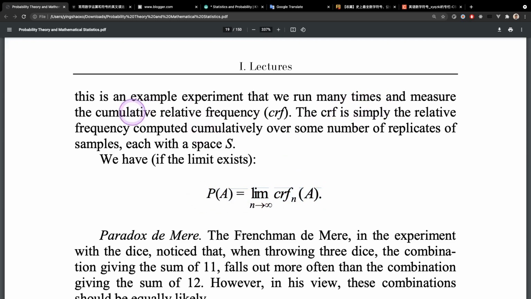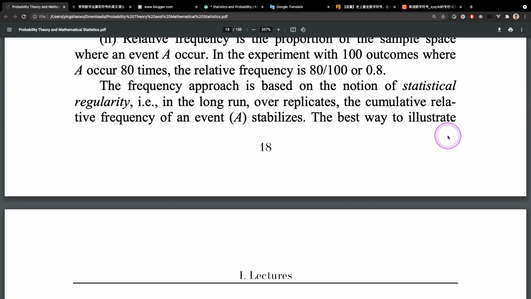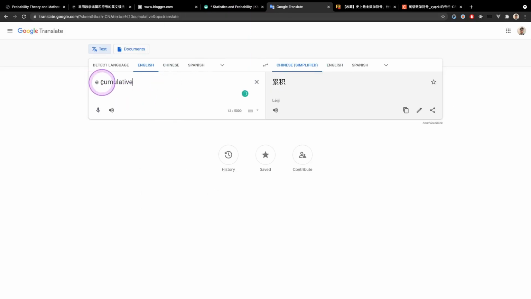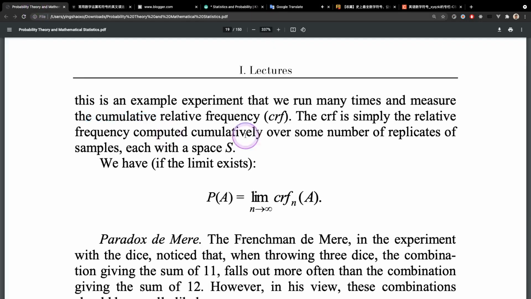But it says that the best way to illustrate this is an example: we run the experiment many times and measure the cumulative relative frequency, which is RF.